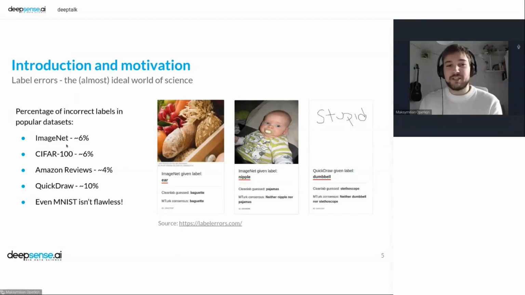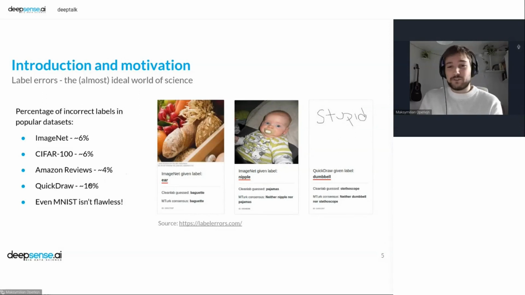So for example, in ImageNet we have 6%. Also in CIFAR-100, 6% of labels are incorrect. So actually, the image in the picture represents something else than the label. For example, here we have some errors from labelerrors.com. This is a website which gathers all the errors in the most popular computer vision datasets. So as you can see, apparently we have an ear here, or a nipple, apparently.